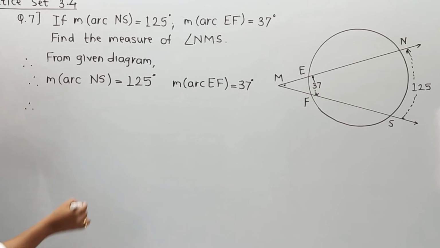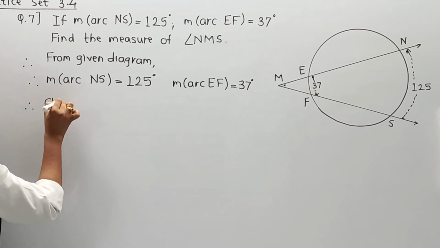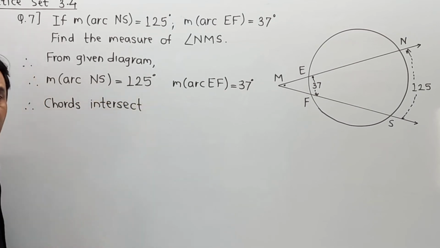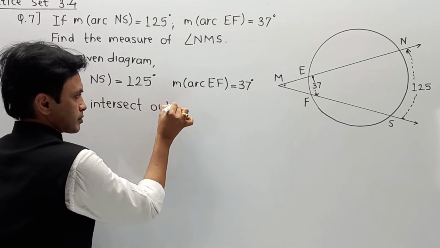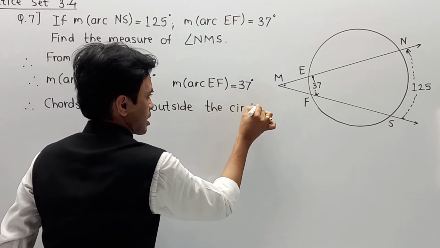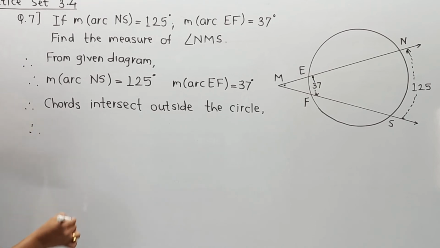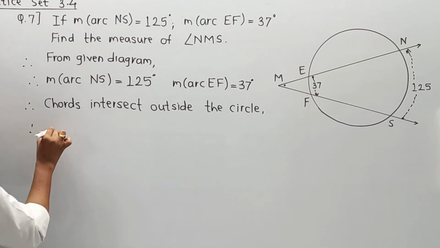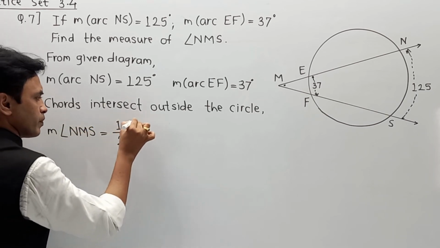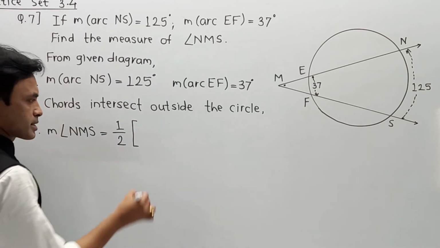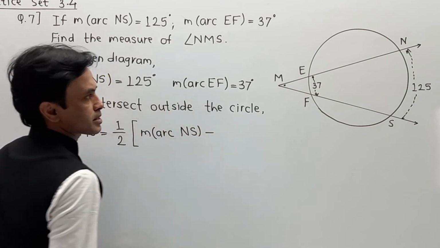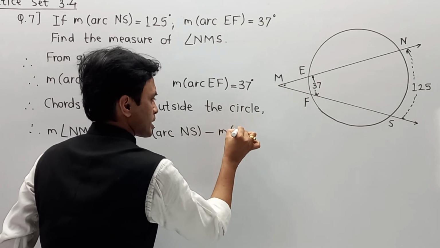So here both the chords intersect outside the circle. Therefore, major angle NMS is equal to half of major arc NS minus major arc EF.